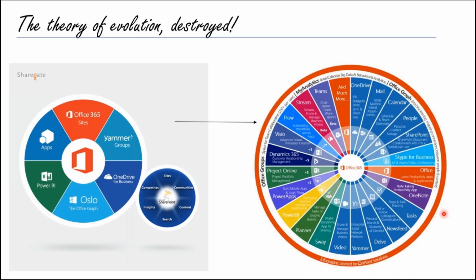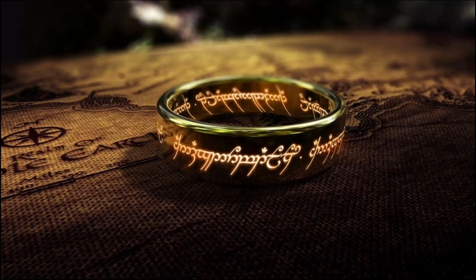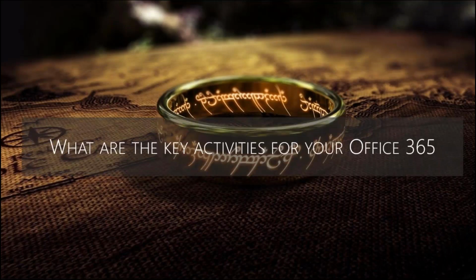We had a lot more in Office 365, like coming from only that wheel to this wheel with Dynamics 365, Visio, Flow, Stream, Teams, and way much more. This is Office 365 today, and we only get more and more in the cloud era. So how should you define your key activities in Office 365 to be productive?